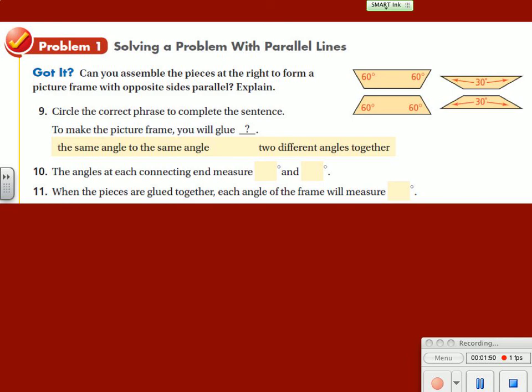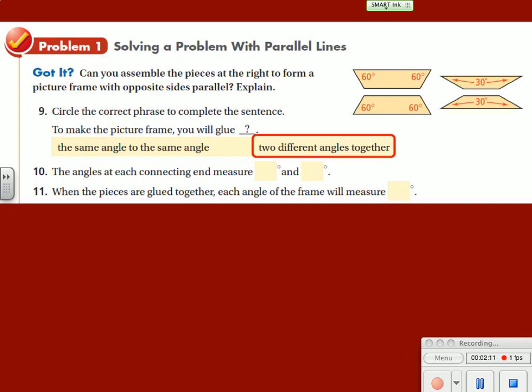So how can we solve a problem with parallel lines? Looking at the four pieces at the right, we want to know if we can form a picture frame with the opposite sides parallel. So we're going to circle the correct phrase, complete the sentence.